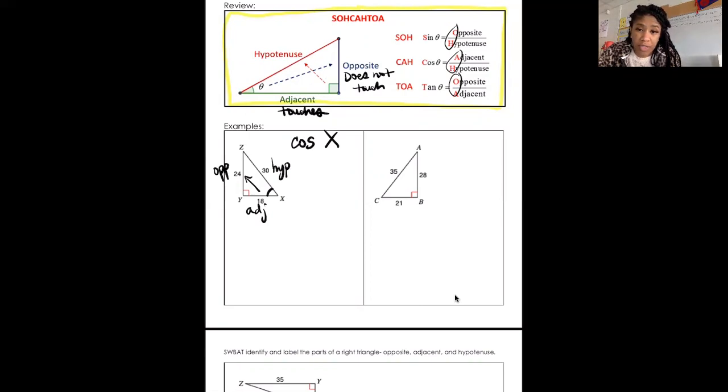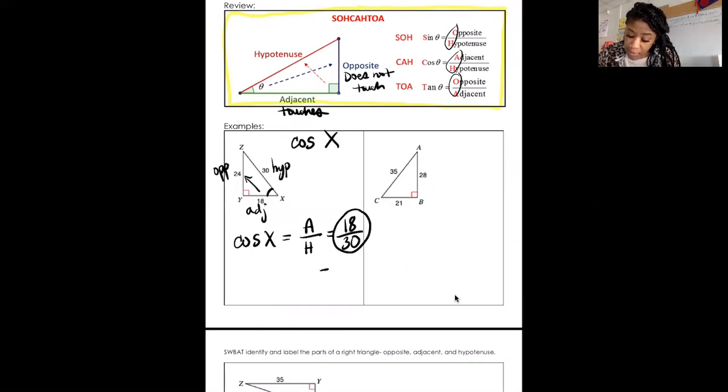Now the formula for cosine, it's right here. Cosine is equal to adjacent over hypotenuse. So the next step is to write the formula. Cosine of x equals adjacent over hypotenuse. My adjacent is 18. My hypotenuse is 30. So the cosine of x is 18 over 30.